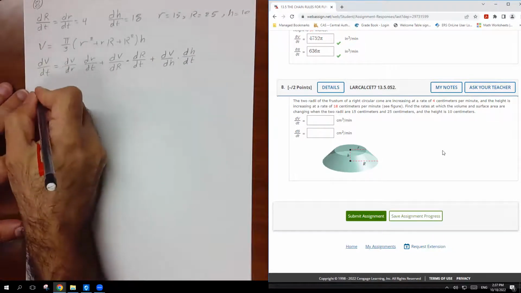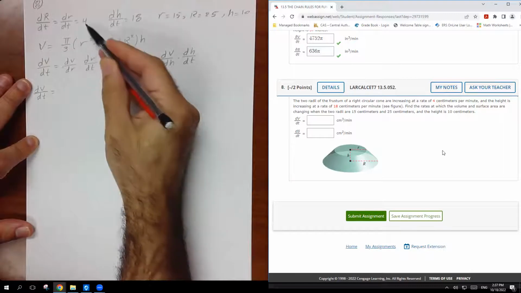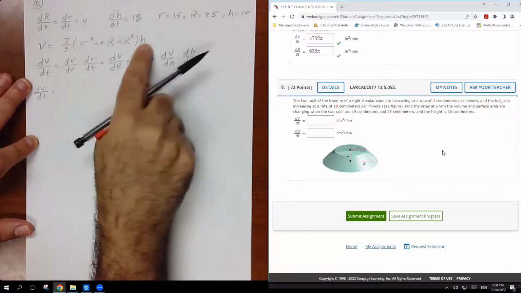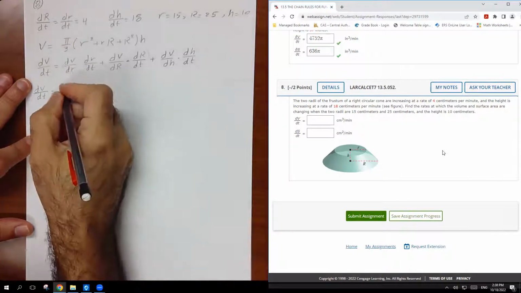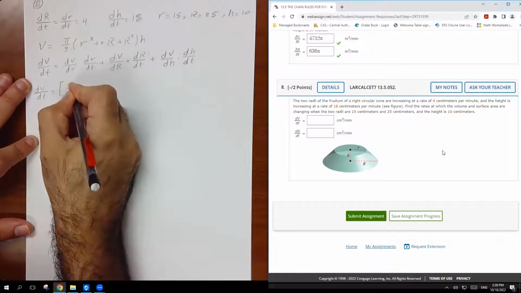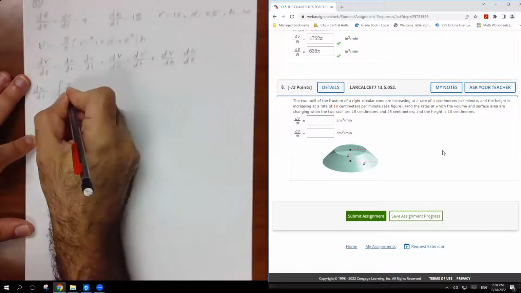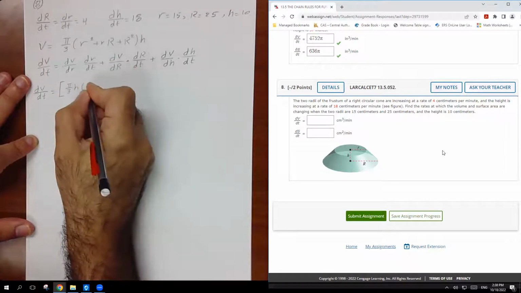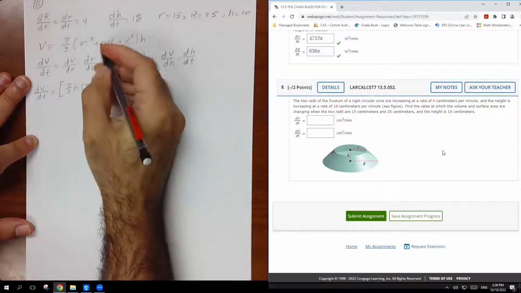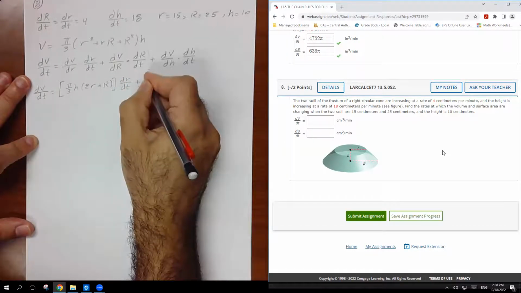That means dV over dt equals the following. If you look at this part, we already have this one, which equals 4, we already have this one, and we already have this one, 18. We just need to find dV over dr, the derivative with respect to the small r. So it's going to be pi over 3, and h is constant, times 2r plus capital R, close it. So times dr over dt.